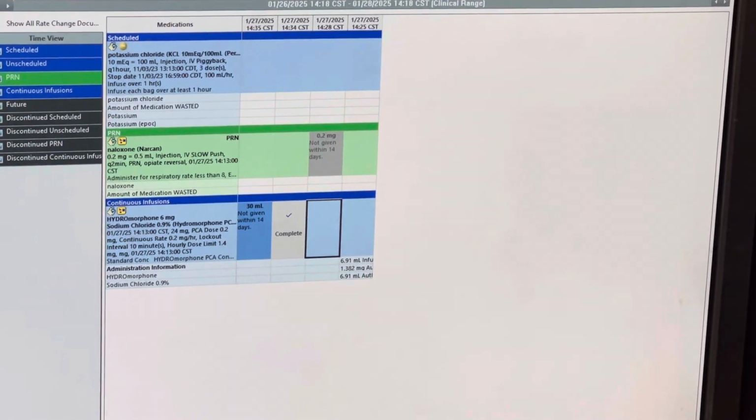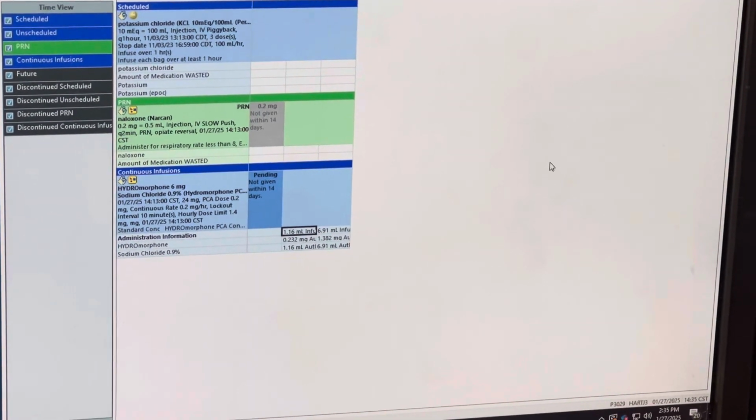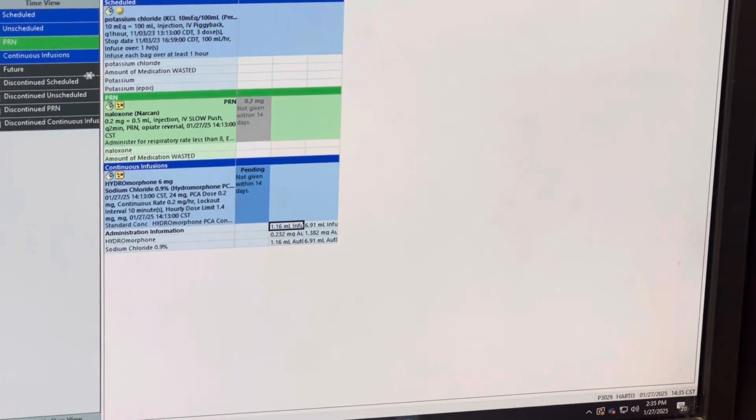So that shows that 1.16 mils was administered to the patient. And that's all.